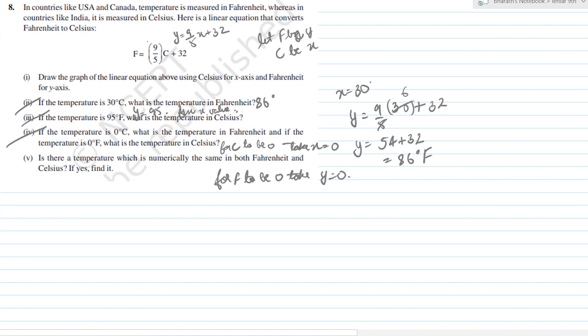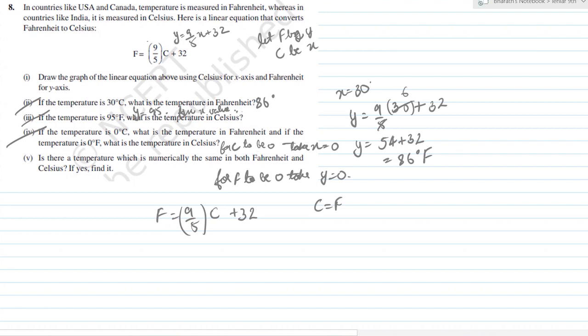Is there a temperature which numerically is the same in both Fahrenheit and Celsius? If yes, find it. Same thing, like F is equal to 9 by 5 C plus 32. This equation is in two variables, right? So for this you have to convert this equation, like you have to take degree Celsius equal to Fahrenheit. In the question it's given, right? Like if it is possible or not.